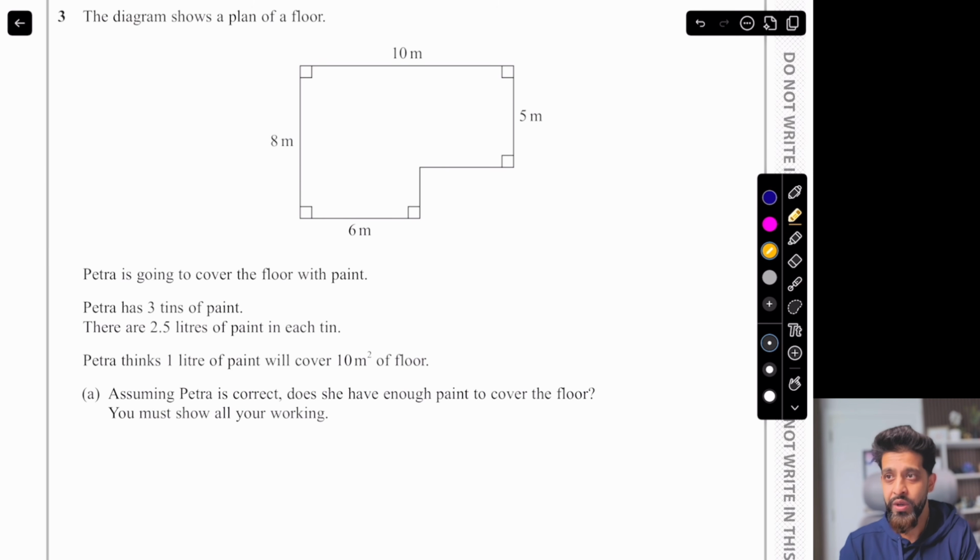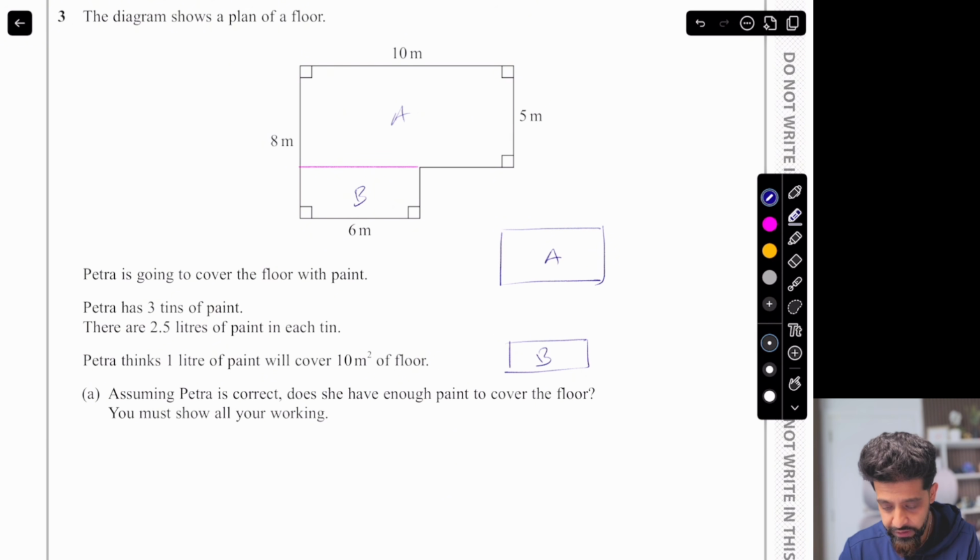I am going to just split up this diagram. Either you could split it up this way or you could split it up this way. It's completely up to you. I'm just going to go this way. I'm going to split that up. All right, so I have 2 different shapes. I've got shape A here and shape B here. So if I look at shape A and then shape B, I can do them individually.